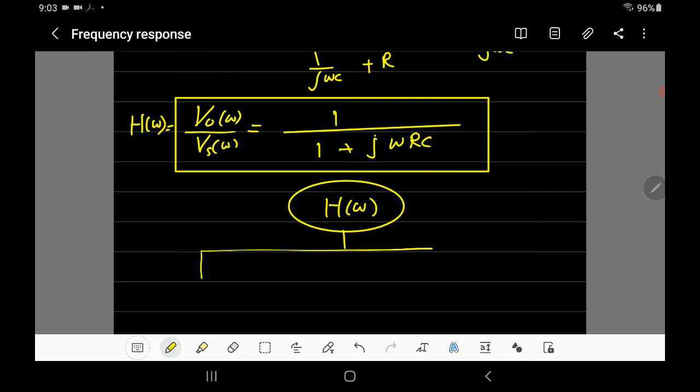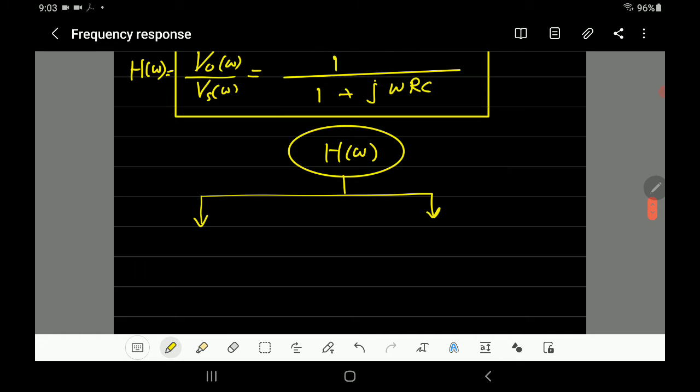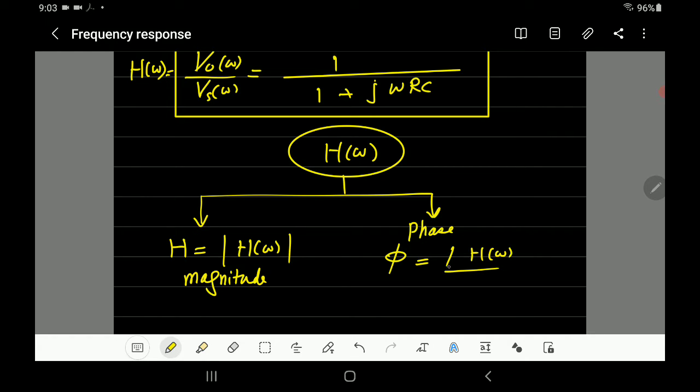So there are always two parameters that we are interested in to analyze. The first one is the magnitude, and you might call it H, which means the magnitude of the transfer function itself. And the second part, we need to find the change of the phase, the effect on the phase of the output. We call it phi, and that's equal to the angle of the transfer function. So always we have two main parts to understand the transfer function of any circuit in the frequency domain.